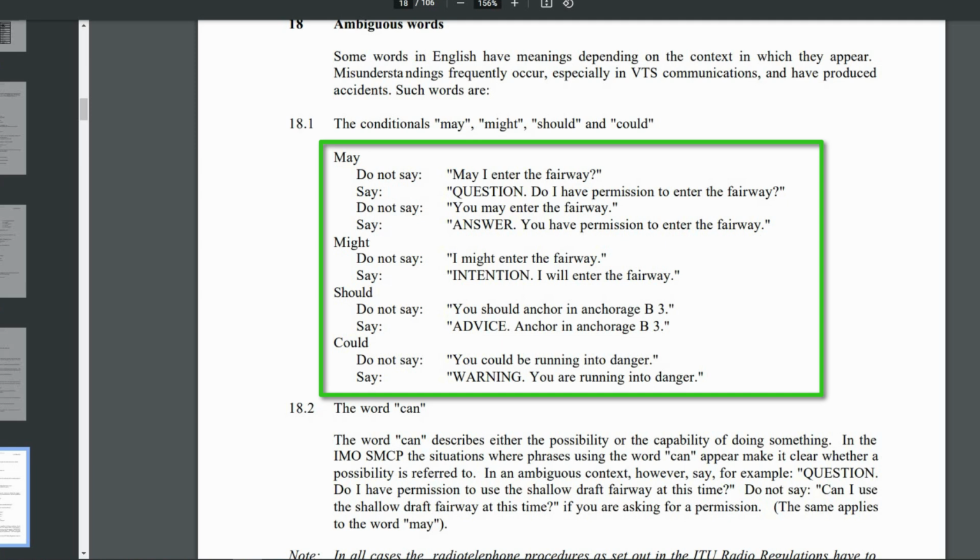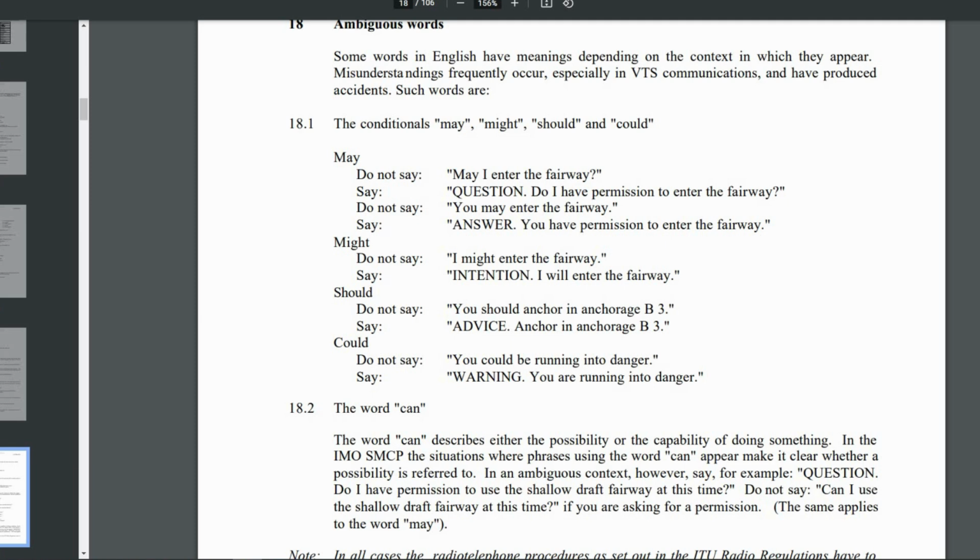Might. Do not say, "I might enter the fairway." Say, intention: "I will enter the fairway." Should. Do not say, "You should anchor in Anchorage B3." Say, advice: "Anchor in Anchorage B3." Could. Do not say, "You could be running into danger." Say, warning: "You are running into danger."